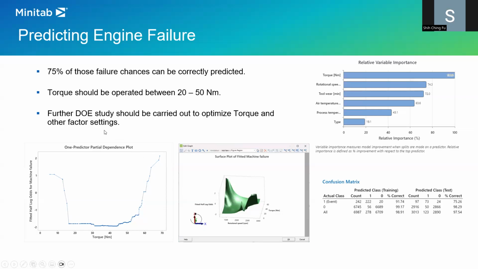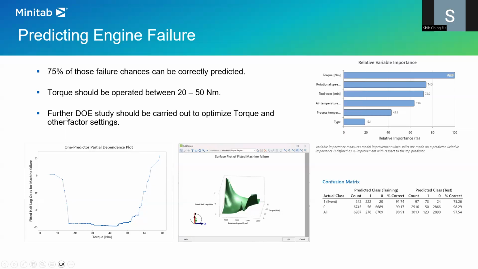So Minitab can use this model to predict failure, because if you have a certain condition, you can quickly apply the model. It tells you whether there is a high chance of failure or a low chance of failure.